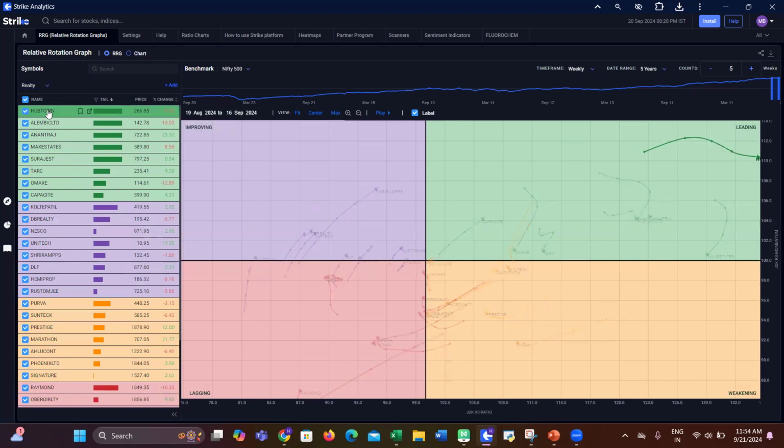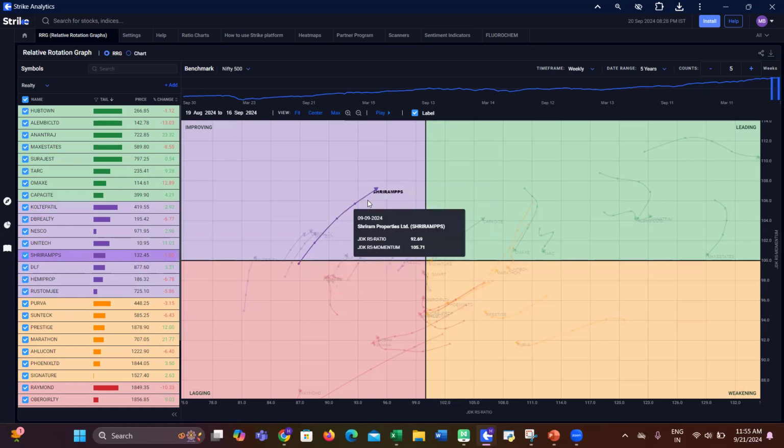There are many. So yeah, let's look at this. I think it will be very interesting to look at if there are any turnaround stories. So Volte Paddle, yeah, definitely there is a significant increase in the RS momentum, and if there is a significant increase in the RS, I'll be looking at this very interestingly. So TB Reality, Nesco, Unitech, yeah, it's looking wonderful. Look at this, Shriram Properties. Look at the tail length. Look at the RS ratio. I mean, this is like awesome.